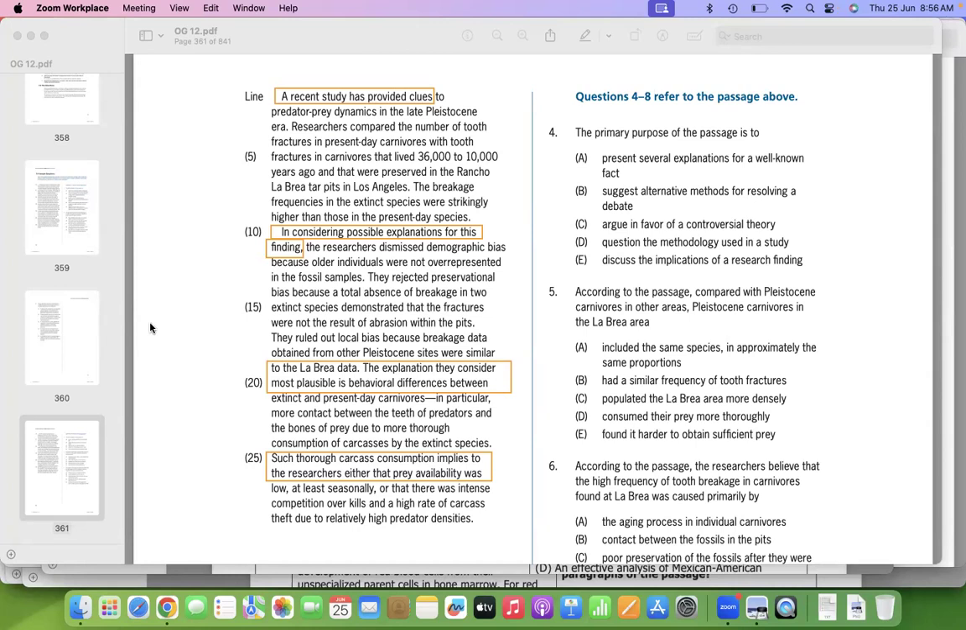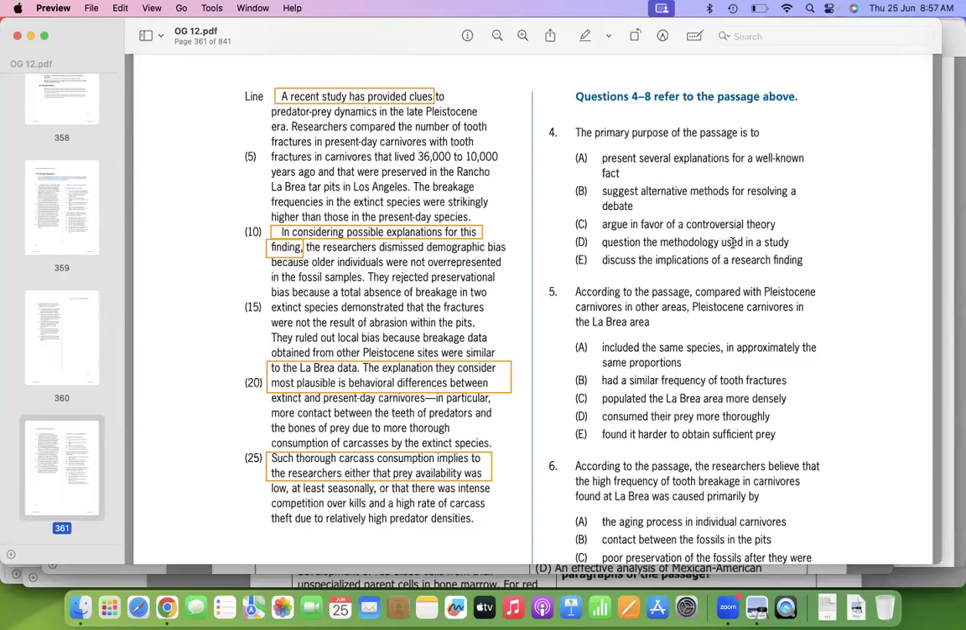E is your answer? Why do we get E? Because of implies to the researchers. That's why it's the implications of a research finding. How do you know it's a research finding? Explanations for this finding. It's not a well-known fact. They've just found it. There's no debate going on. There's no controversy going on.